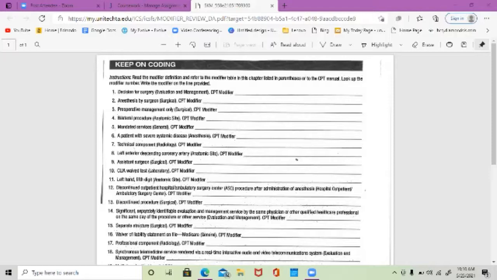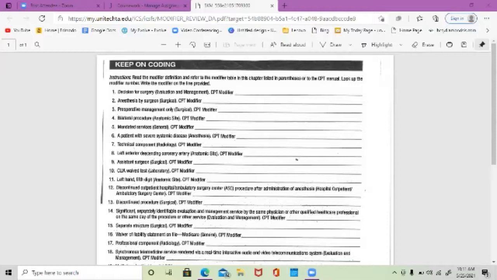Okay. All right. So number 11 is left hand fifth digit. Abby, can you give me that one? It's over in the F's under level 2. F4? Yes, great. Ms. Roblin, discontinued outpatient hospital ambulatory surgery center procedure after administration of anesthesia. Is that 74? That is 74. Great job. That is awesome.